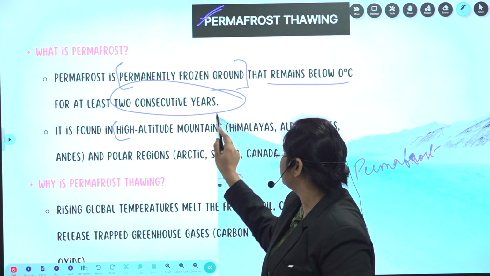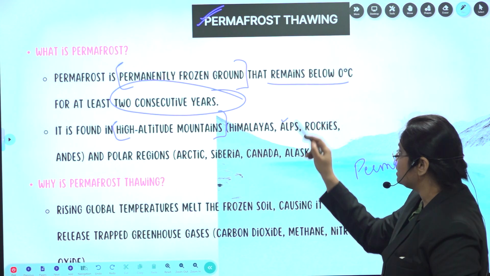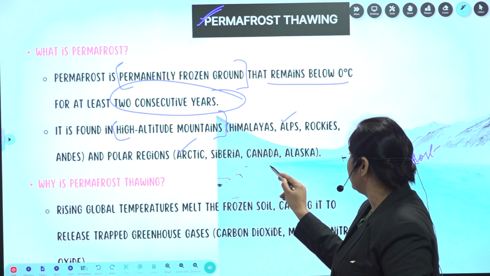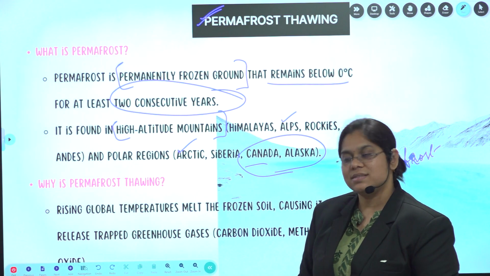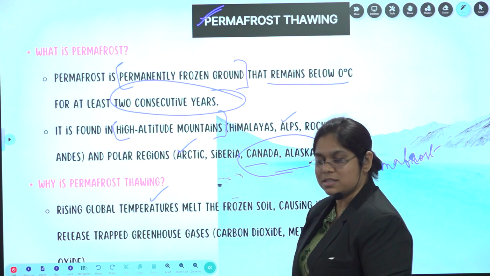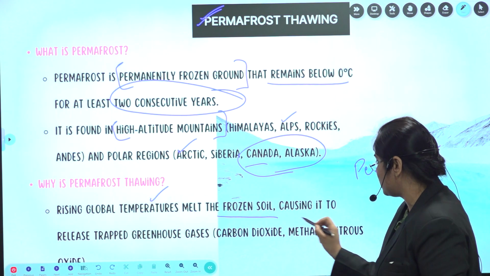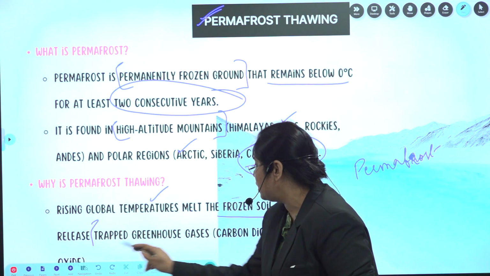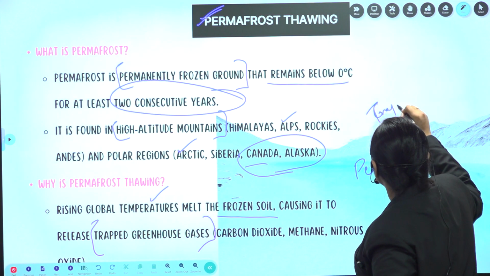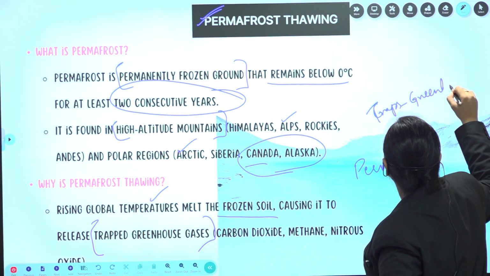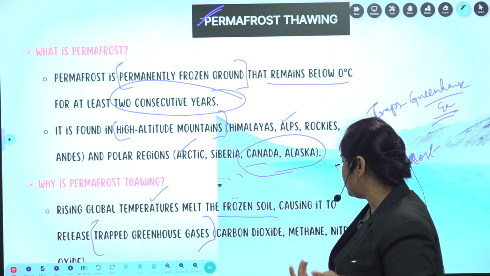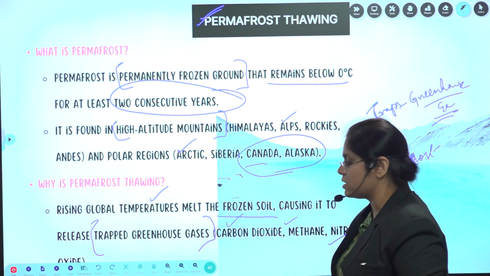Now, it is found in high altitude mountains like the Himalayas, Rocky Mountains, Alps and Andes, and also polar regions like Antarctica, Arctic, Siberian regions, Canada and also Alaska. Now, why is this permafrost thawing? Again, due to global warming, right? Rising global temperatures melt the frozen soil, causing it to release the trapped greenhouse gases. So basically, this permafrost traps the greenhouse gases. Now, as it melts, what is happening? Release of greenhouse gases is occurring, like carbon dioxide, methane, nitrous oxide, right?